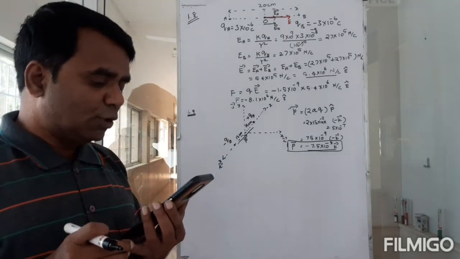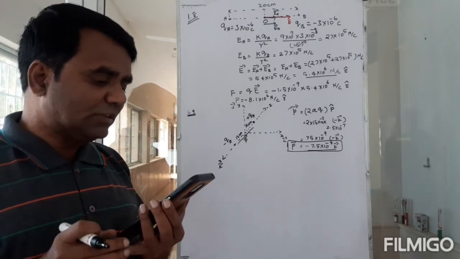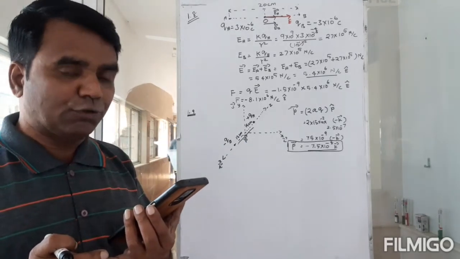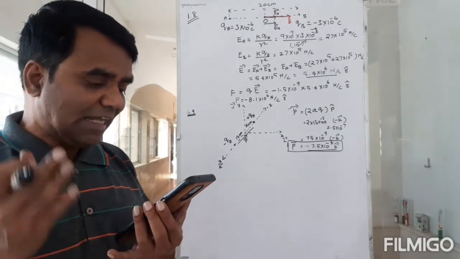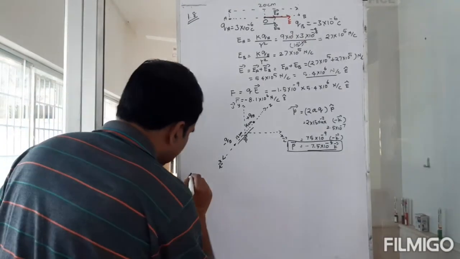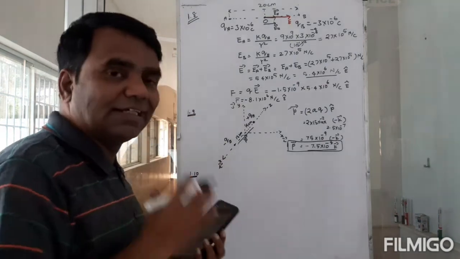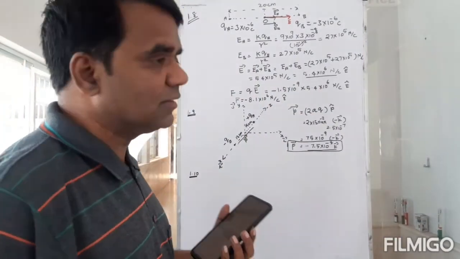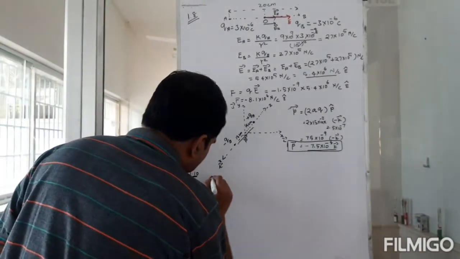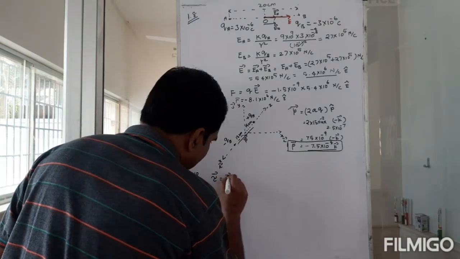An electric dipole moment of 4 into 10 power minus 9 coulomb meter is aligned at 30 degrees with the direction of a uniform electric field of magnitude 5 into 10 power 4 newton per coulomb. Calculate the magnitude of the torque acting on the dipole. It's very simple. There is a dipole kept in a uniform electric field, so it's very easy for you to calculate the torque. The torque on the dipole is equal to P cross E.